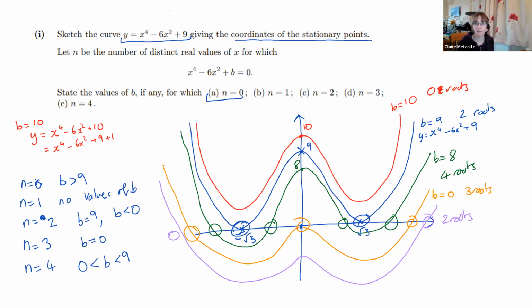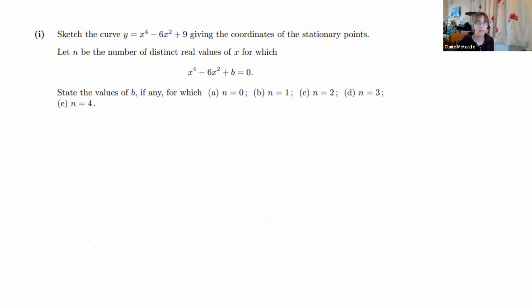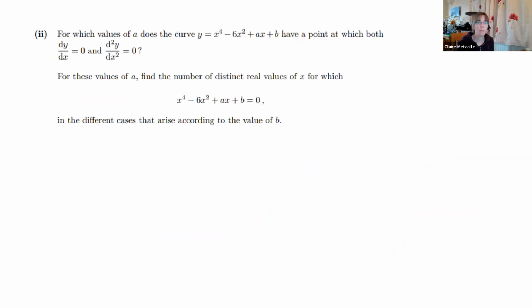Okay, so that's the first part of the question. So let's go on to the second part. For this part, it starts by asking us for which values of a this curve has a point where these are both equal to 0. So let's differentiate once. This will give me 4x cubed minus 12x, a bit like before. And then we also get plus a from the ax term, and the b goes to 0.